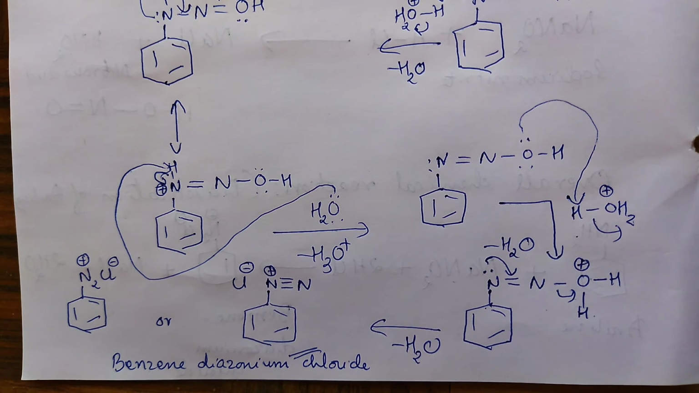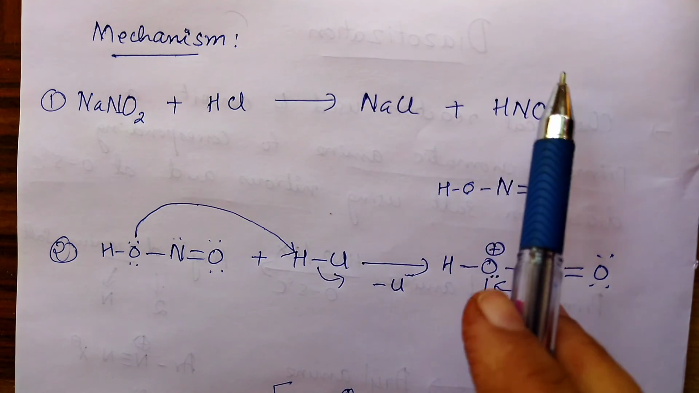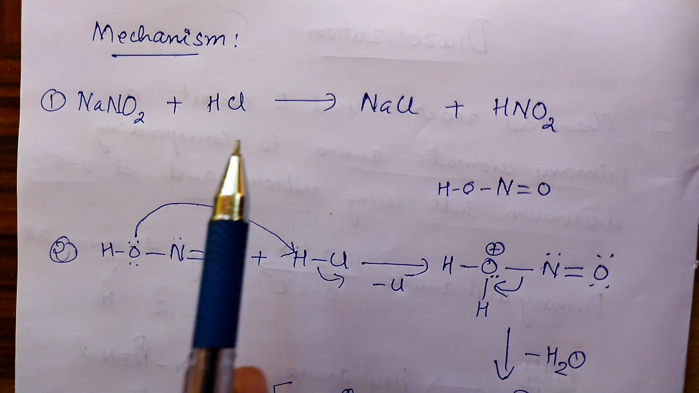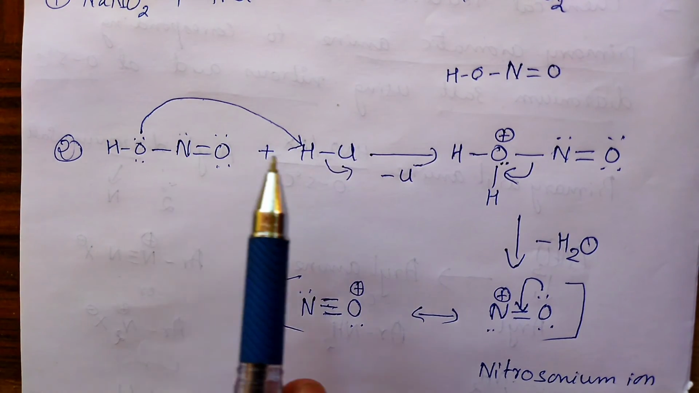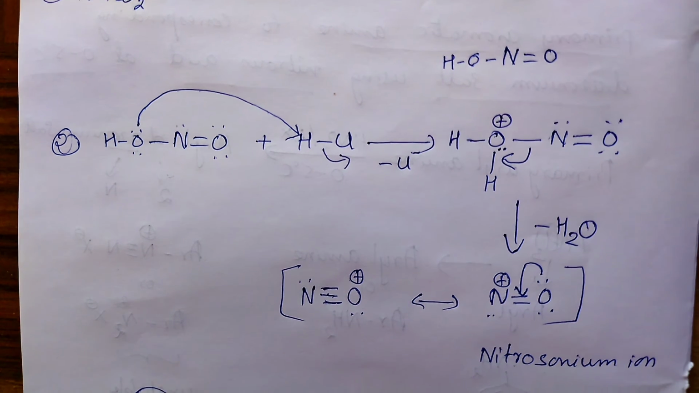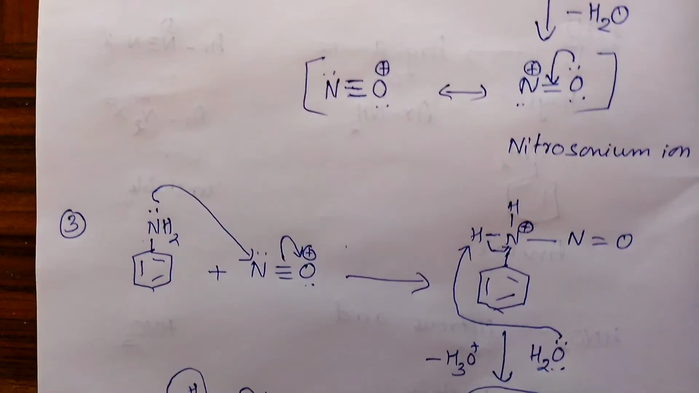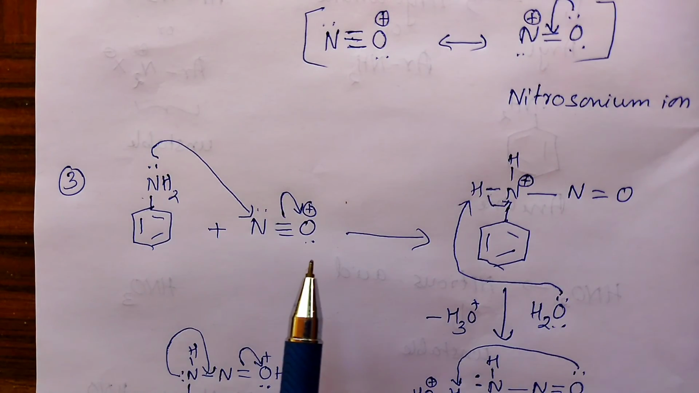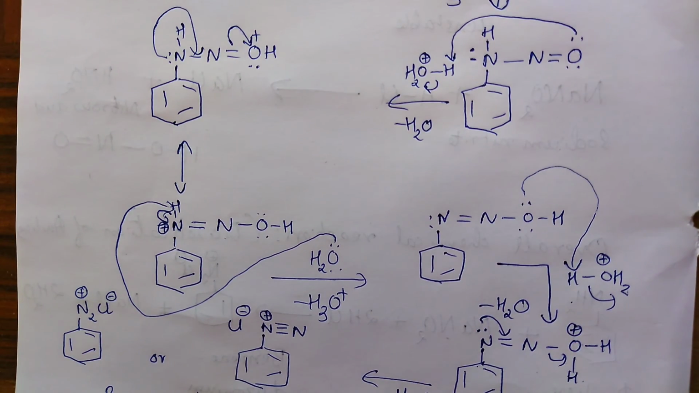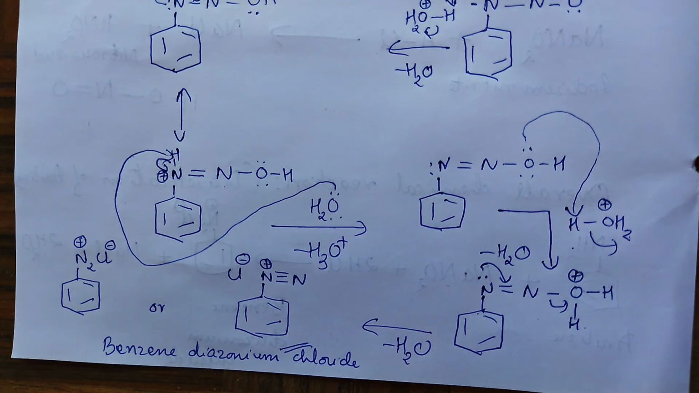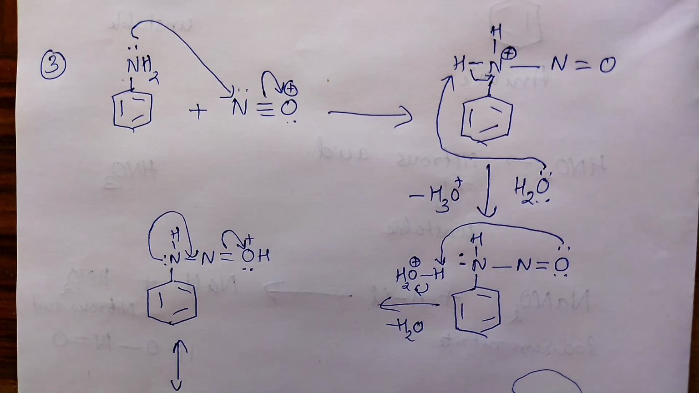Let me summarize the mechanism once again. 3 major steps are involved here. In the first step, nitrous acid is produced using sodium nitrite and hydrochloric acid. In the second step, the nitrous acid reacts with a proton of hydrochloric acid, producing the main attacking agent, that is the nitrosonium ion. In the third step, aniline reacts with the nitrosonium ion in the following manner, producing the final product. The third step might look a little complex for you, but it is actually simple.